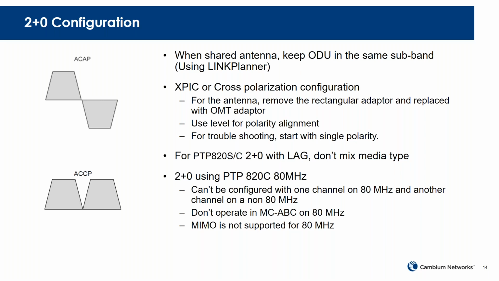But when they put it down in the lab and cabled them up, both ports were working fine. The change was that they forgot to remove the rectangular adapter from the antenna, and so only one polarization of the signal was passed through.